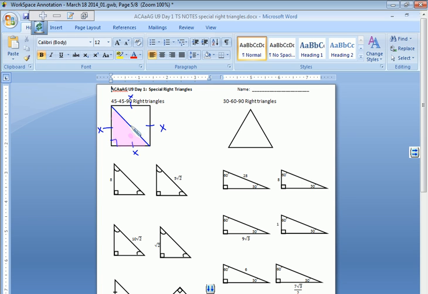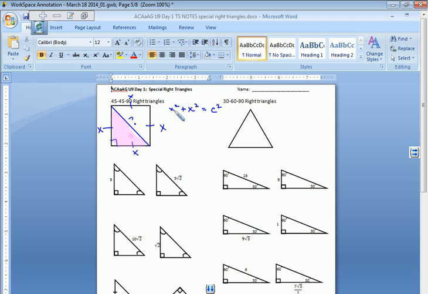But we don't know what the length of this hypotenuse is on that 45-45-90. So let's go back to what we know must be true on any right triangle. A squared plus b squared equals c squared. The sum of the squares of the legs is equal to the square of the hypotenuse. So leg squared would be x squared plus leg squared, x squared, equals hypotenuse squared. I don't know what the hypotenuse is, so we'll call it c squared.